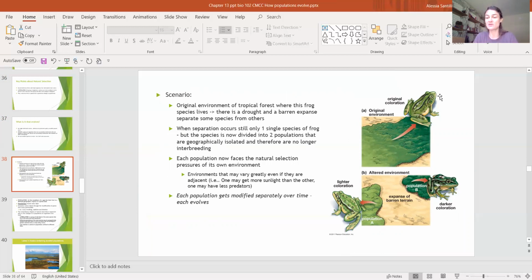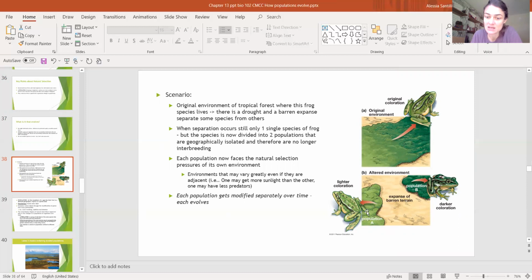This scenario helps you understand that it is actually the population. You can see how we have one single frog species. They used to live in this original environment all throughout this little forest. There was a drought that caused an expansive barren terrain. Then out of random chance, a population of that frog went to the right, and a population of that frog went to the left. Again, out of chance, this top part had more rain than this bottom part, so the vegetation looks different. This is darker green and this is lighter green.